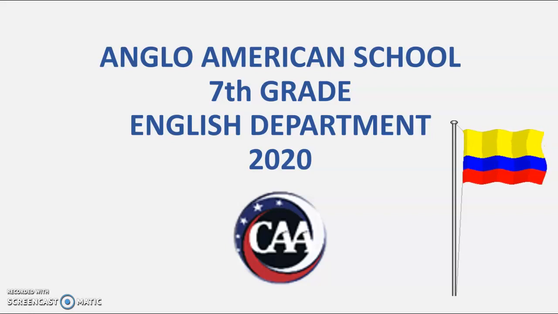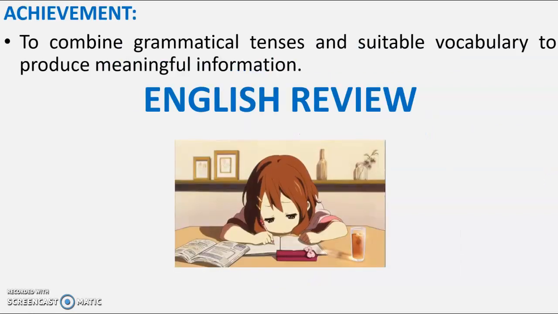Okay, remember to have a piece of paper, a notebook, and a pen to write everything that you need. Also, you can pause this video at any time for copying anything that you have to. So, let's go to the first thing, our achievement: to combine grammatical tenses and suitable vocabulary to produce meaningful information. Today we're going to have three topics: present simple, present continuous, and the use of but in text. This is a short review for you to practice in your house. So let's get to it.